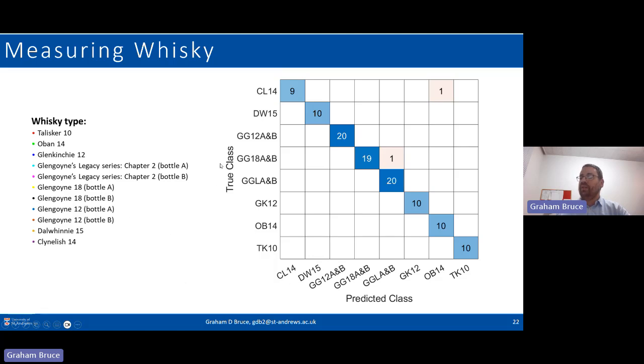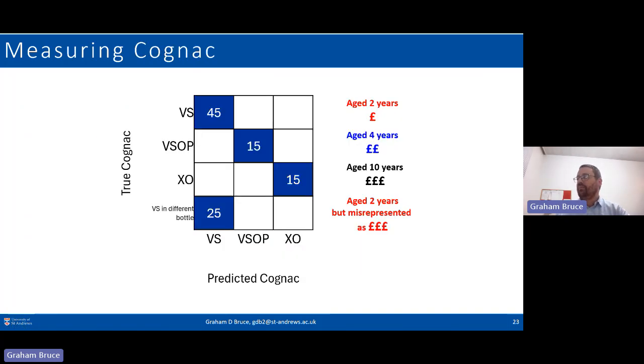This graph here, you can see that along the vertical axis, we've got different whiskies that we knew what they were, and we put them into our instrument and asked it to tell us what it thought they were. And you can see that on the diagonal of this array here, for 9 times out of 10, when we gave it one of these Kleinlich 14 whiskies, it identified it correctly. And for most of the others, it was able to identify them correctly every time. Importantly, when we gave it 2 different bottles of the same product, it's also able to identify that these are the same rather than different.